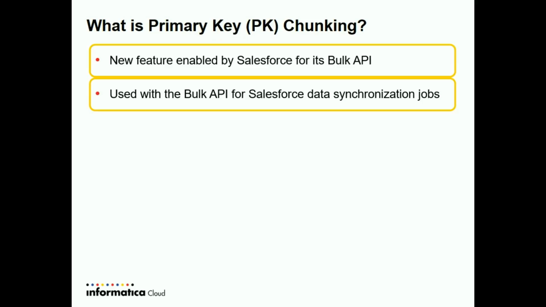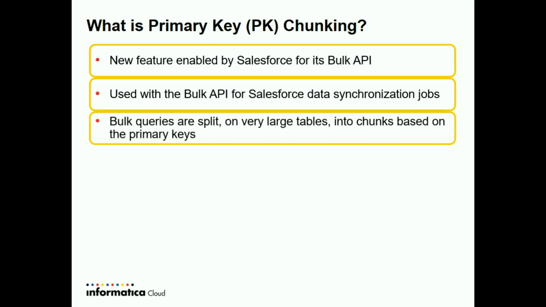As you may know, a database table's primary key is the object's record ID and is used to uniquely identify records in the table. Primary key is always indexed. If PK chunking is enabled, then bulk queries are split on very large tables into chunks based on the primary keys of the queried records. Each chunk is processed as a separate batch that counts towards your daily batch limit, and you must download each batch's result separately. You must specify the size of the chunk while enabling PK chunking.